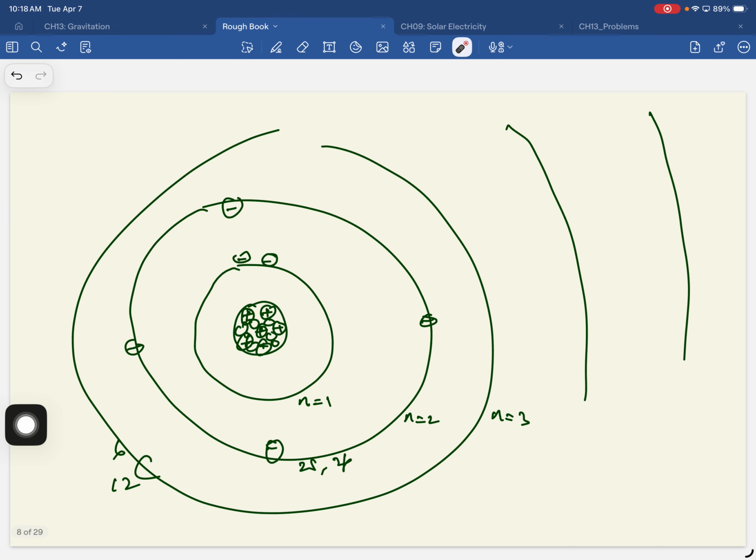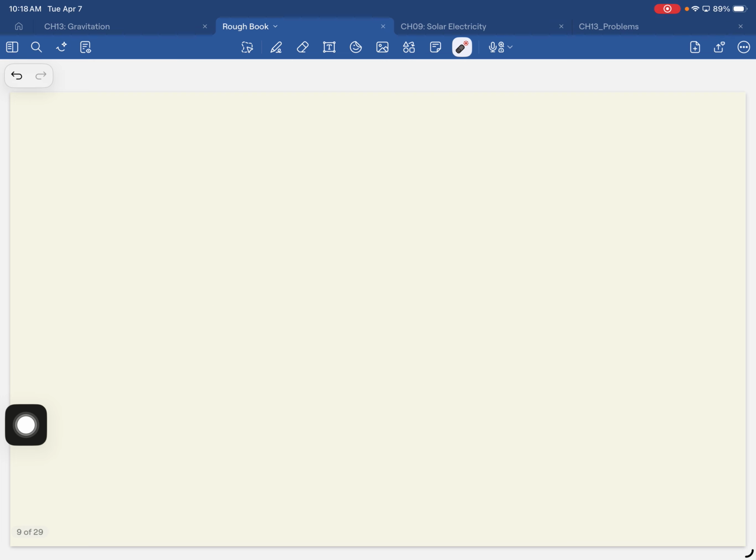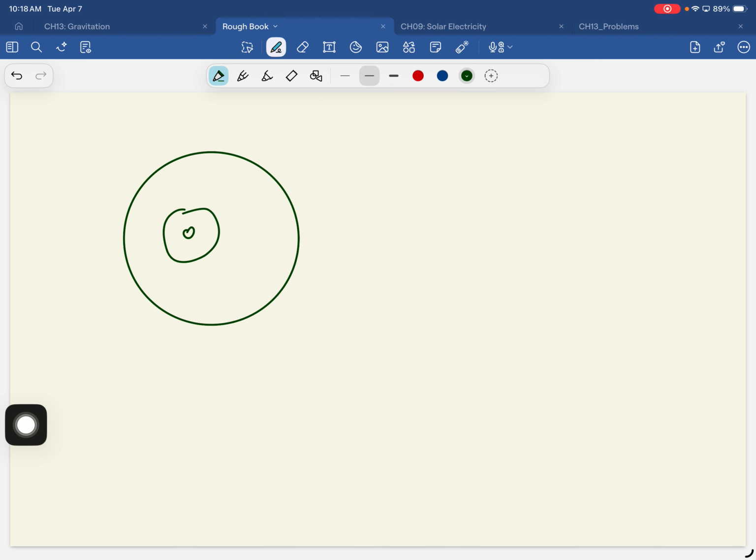There's fluorine, and lithium is 3. Or I'll draw lithium, that's easier. This is lithium, 2 electrons. Okay, this is fluorine. How many electrons does it have in the valence shell? 7 in the valence shell.